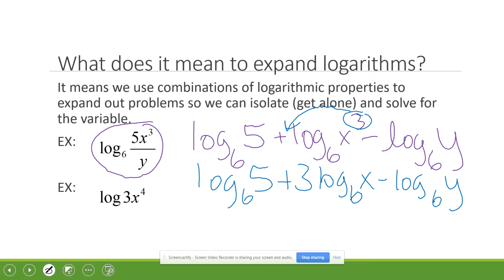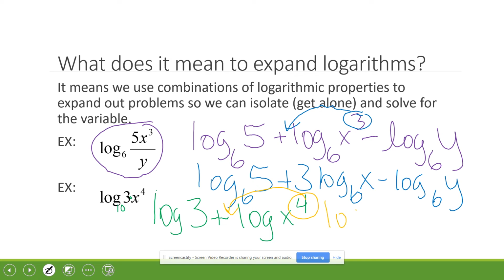For our second example, the base here, remember it's not written, is base 10. And this is 3 times x to the 4th. So to expand that out, I have log 3. Remember, multiplication changes to addition, plus log x to the 4th. The last part of this takes our 4th power, our exponent there, and drops it to the front. So we have log of 3 plus 4 log x. And that would be our final expanded form.